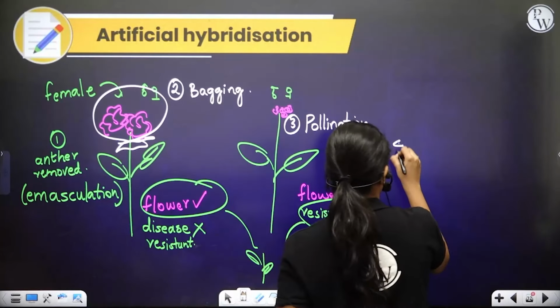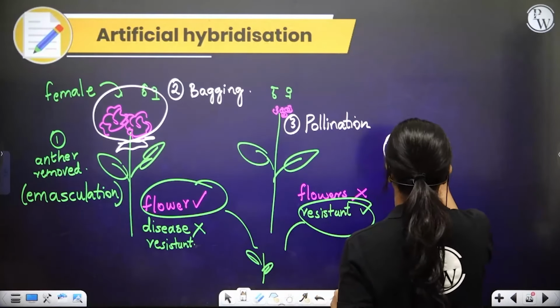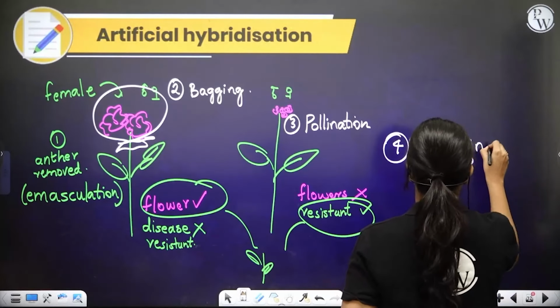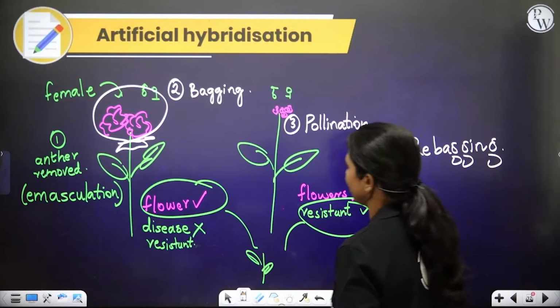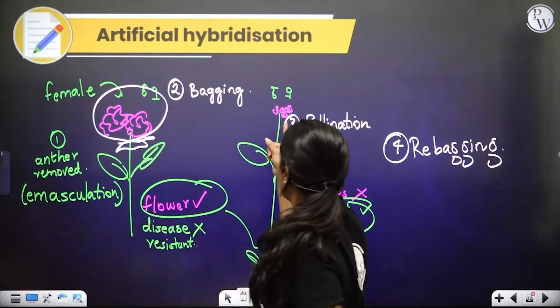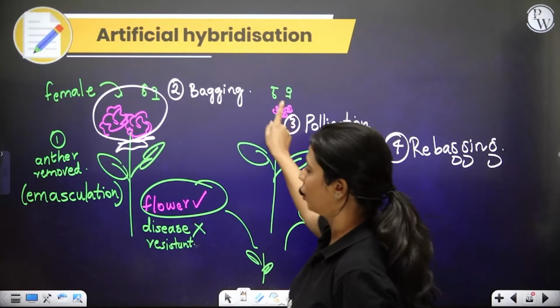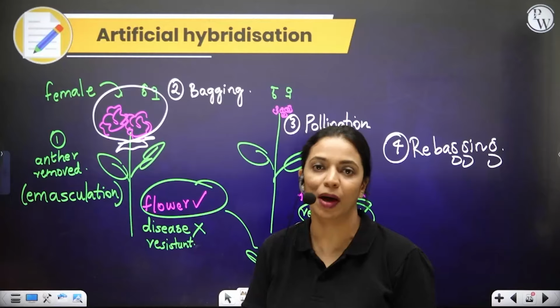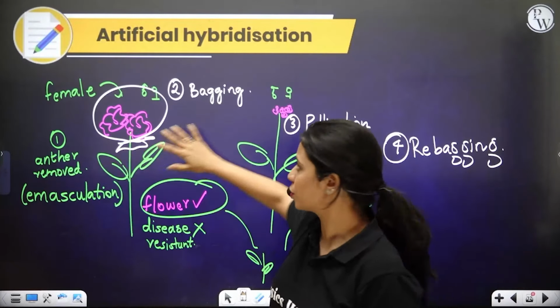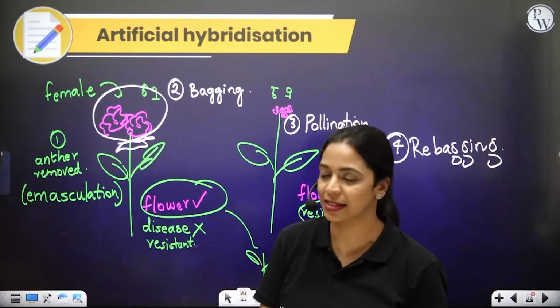After that, you cover it with the bag again. That is called rebagging, to prevent contamination of unwanted pollen. So when you do this, the pollen grains from the required variety of plant will be deposited on the stigma of the plant that has been designated as female. Okay, so this process is called artificial hybridization.